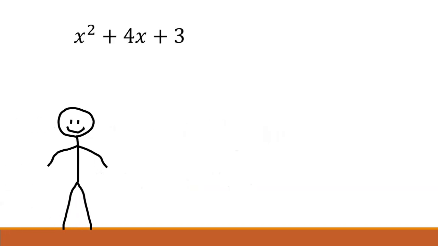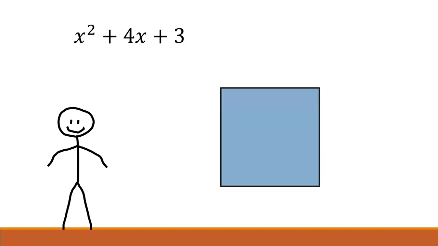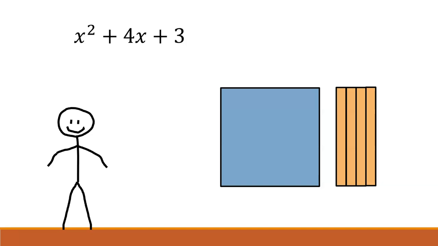Let's use some algebra tiles to remember the basics of completing the square. In this polynomial, x squared is represented by an x by x block. 4x is represented by 4 blocks that are x by 1. And 3 is represented by 3 unit blocks that are 1 by 1.